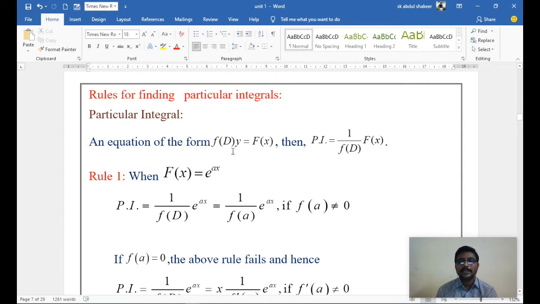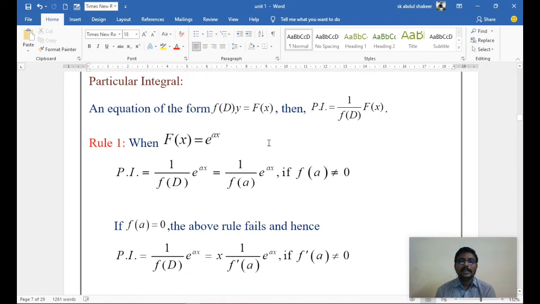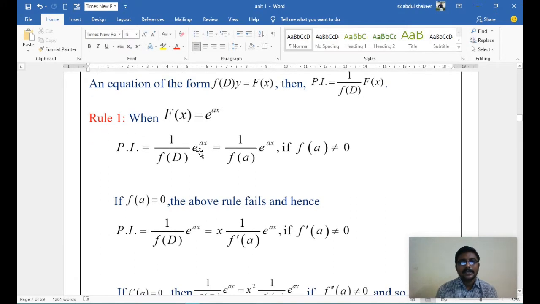We just have to take the denominator function as f(D) and the numerator function as f(x), that is the right hand side of the given equation. Now rule 1 is for the exponential function. Suppose the right hand side is an exponential function, we have to use rule 1. In this case we replace D equal to a, whenever the denominator functional value is not equal to 0.